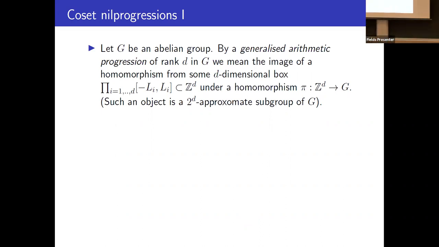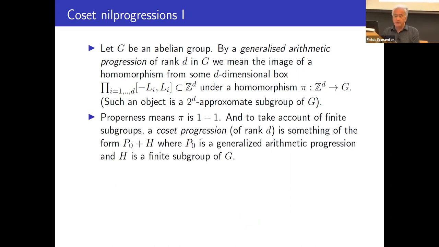It obviously is some kind of arithmetic progression, and such an object is actually a 2 to the D approximate subgroup. So that's a generalized arithmetic progression. Properness of it means pi is 1, 1.